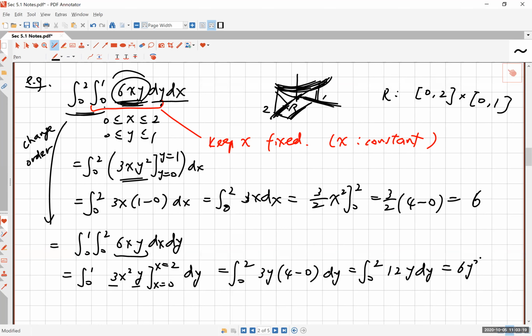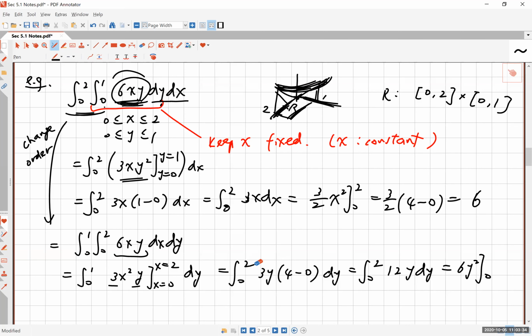That's 6y squared from 0 to, that is not correct. You know that this was supposed to be a 1 here. I knew that, I just didn't write 1. All right, so this is 1. So 12y becomes 6y squared. And this is, of course, 6. You get the same answer here, naturally.